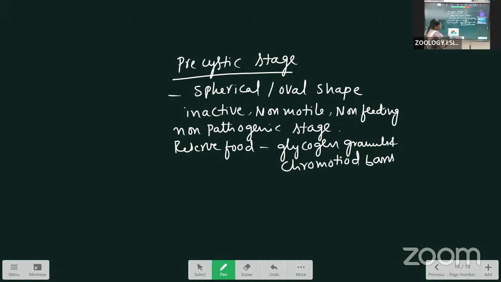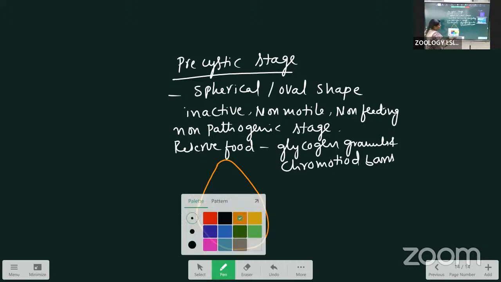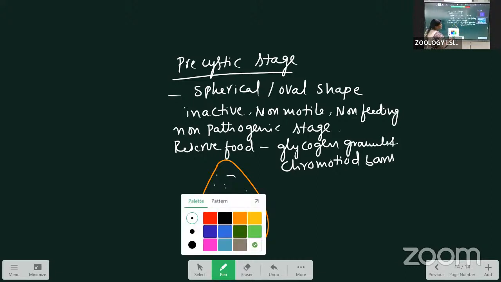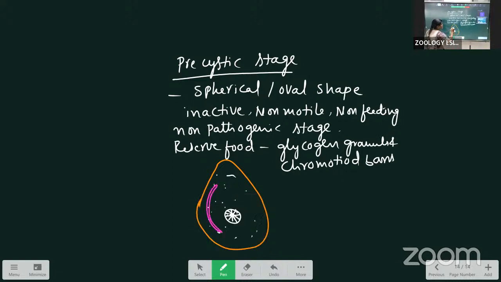How the diagram is drawn: see, this is oval or spherical in shape. Inside the cytoplasm, the cartwheel shape nucleus is present. Here, especially, the granules are present. These are the chromatoid bars.